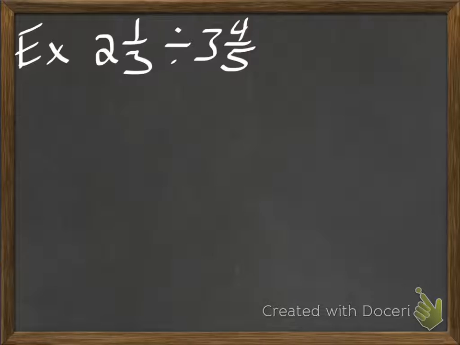They're both mixed, so we're going to change them into improper. 3 times 2 is 6, plus 1, 7 thirds. 3 times 5 is 15, plus 4 is 19 over 5. Hold on, pen's messing up. Now, we keep it, change it, flip it.